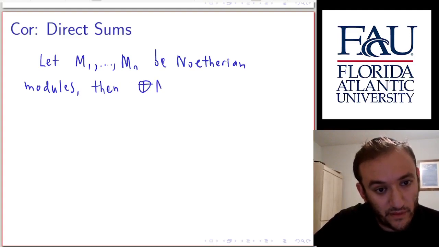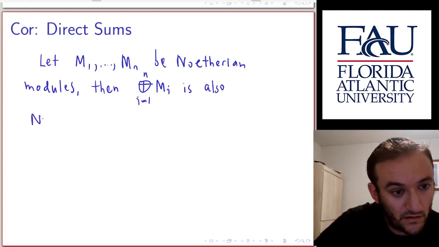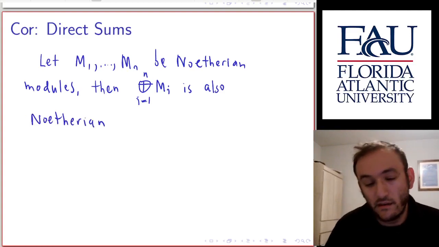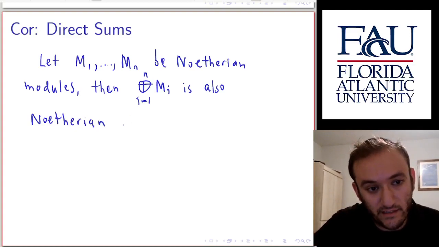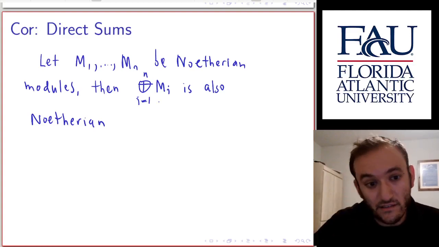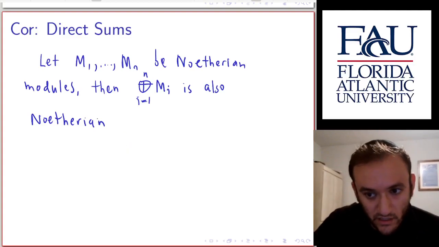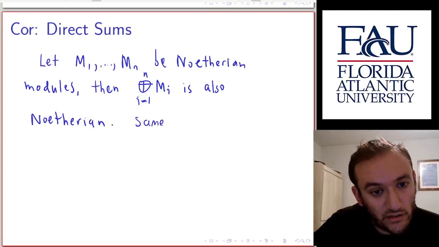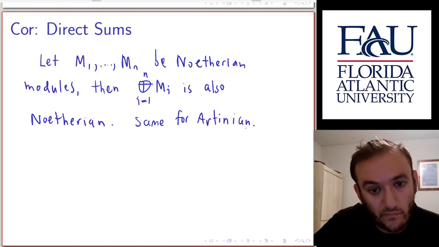Their direct sum, the direct sum of Mi, i equals 1 to n, is also Noetherian. Okay, and you can just construct exact sequences using the Mi's with the direct sum in the center, building it up inductively so that you can just prove it from the exact sequence result. Same for Artinian.